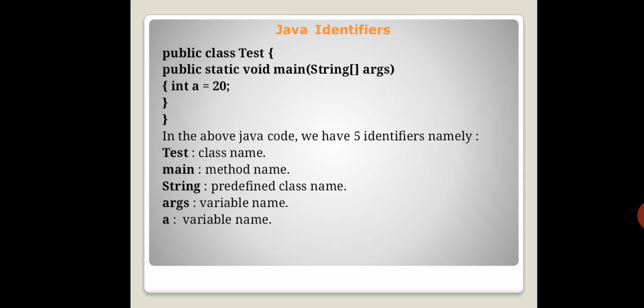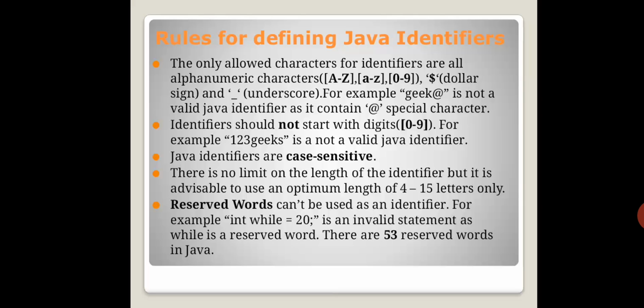It is a predefined class name. In the previous video I said why we are actually passing that particular parameter for the main method. So that is also an identifier. Then args, it is a variable name. It is a string variable name. It is also an identifier. And the last but not the least, a is also a variable name and it is an identifier in Java. So there are some rules which have to be followed to deal with these identifiers. Let us see what the rules for defining Java identifiers are.